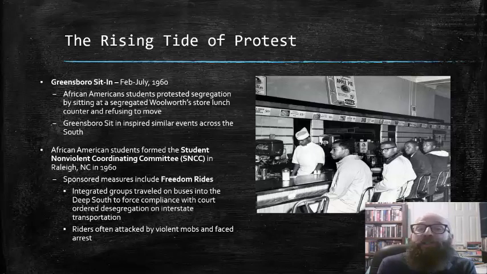Much like the situation in Greensboro at the sit-ins, these Freedom Riders were often attacked by violent mobs, both verbally and physically, and faced arrest for their actions. But the publicity that emerged from these events, similar to the situation in Greensboro, helped to galvanize sympathy for this movement and did help to end segregation on interstate transportation.